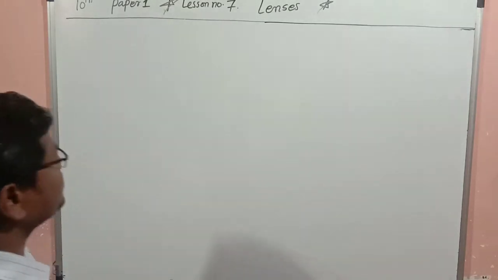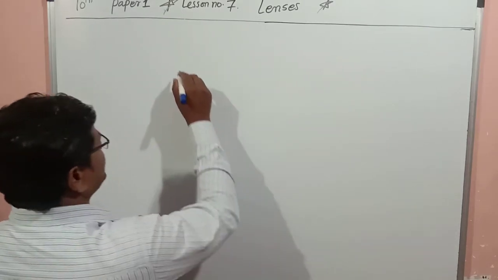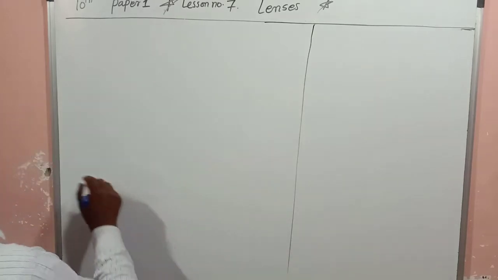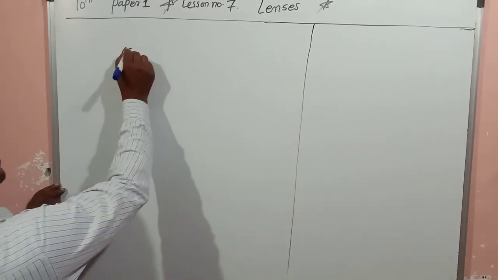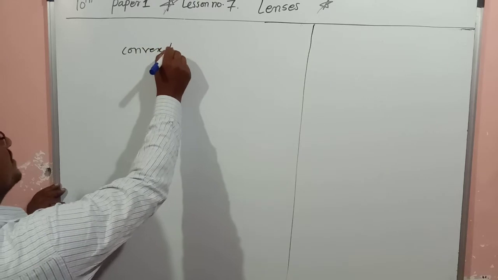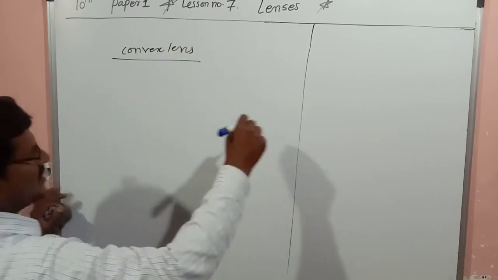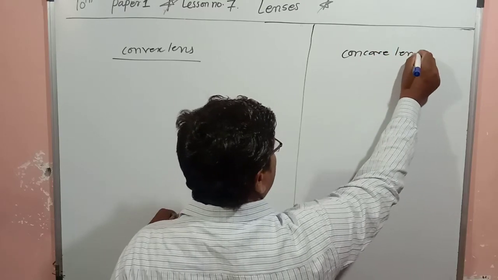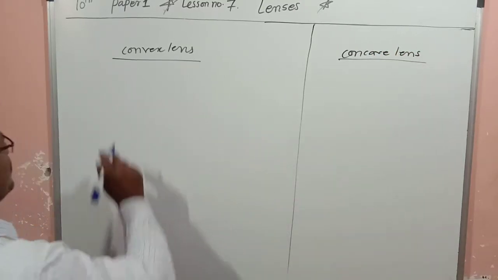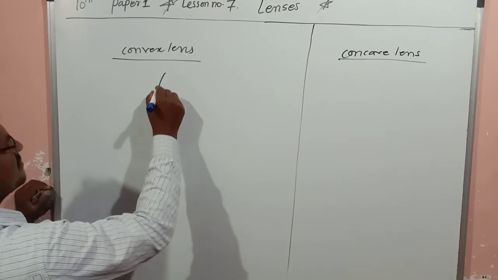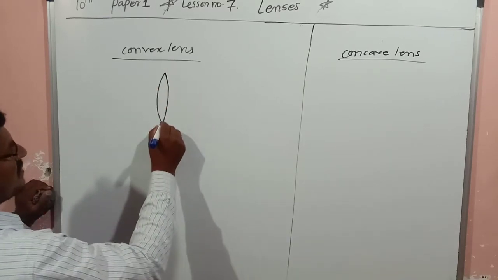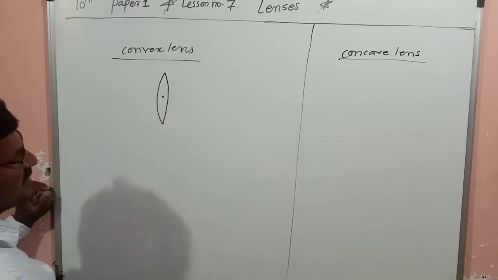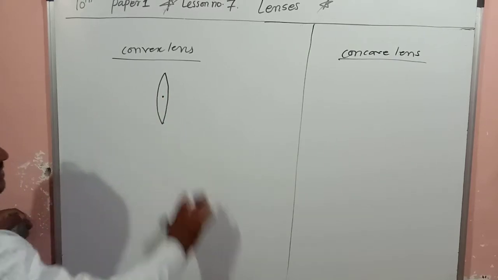So in that, you know two main types of lenses are there. First one is the convex lens, and another one is the concave lens. In the convex lens, at the center it is thick and at the edges it is thin.